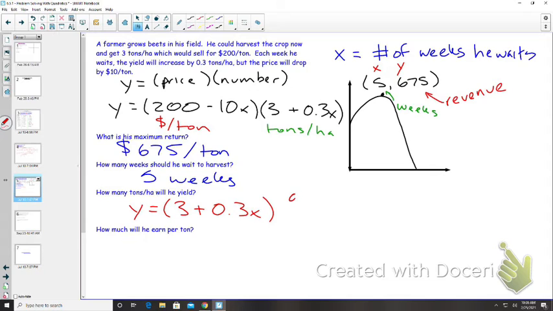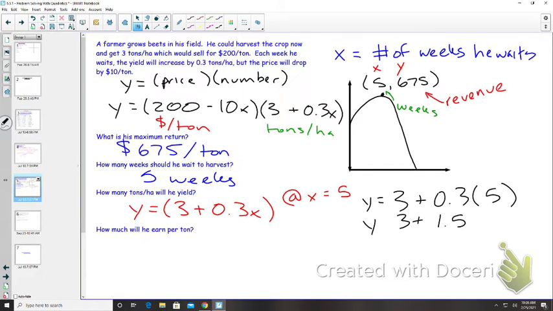So we will substitute this in at x equals 5. So y is equal to 3 plus 0.3 times 5. 5 times 0.3 is 1.5. Is that what you said, Cody? Yeah. Nice. So 3 plus 1.5 is 4.5. So he will yield 4.5 tons per hectare.